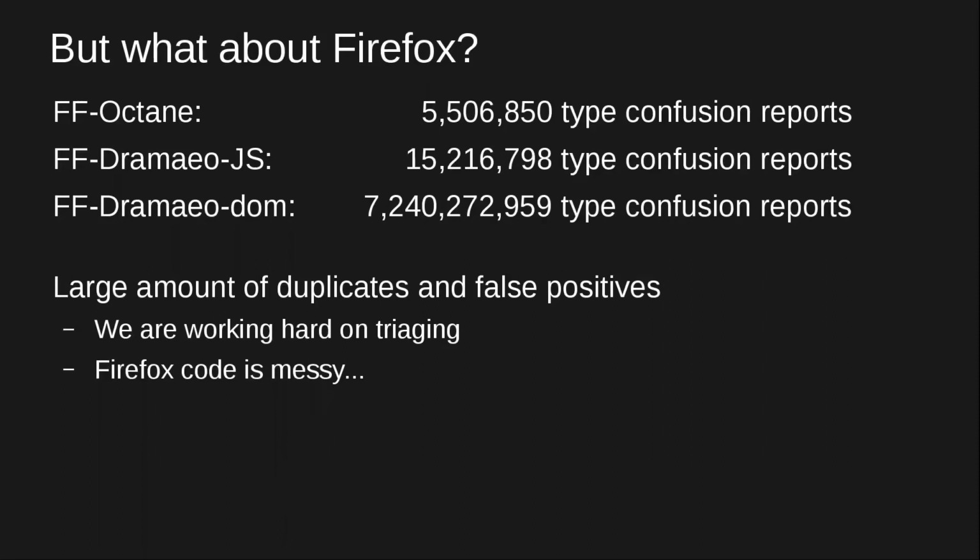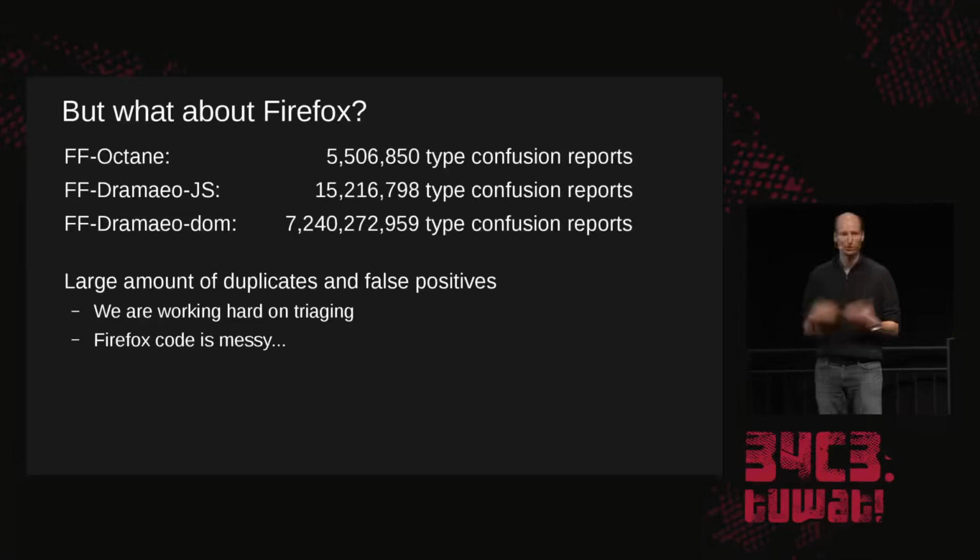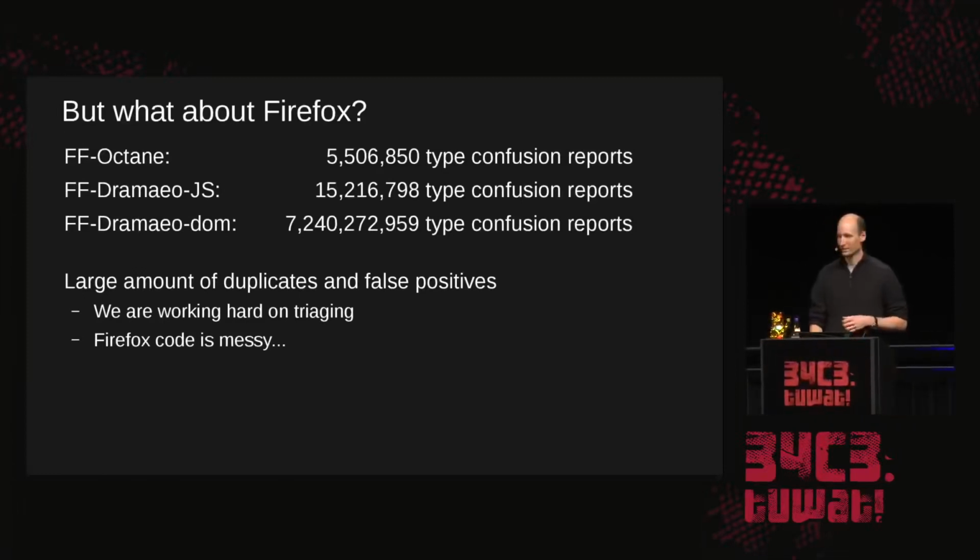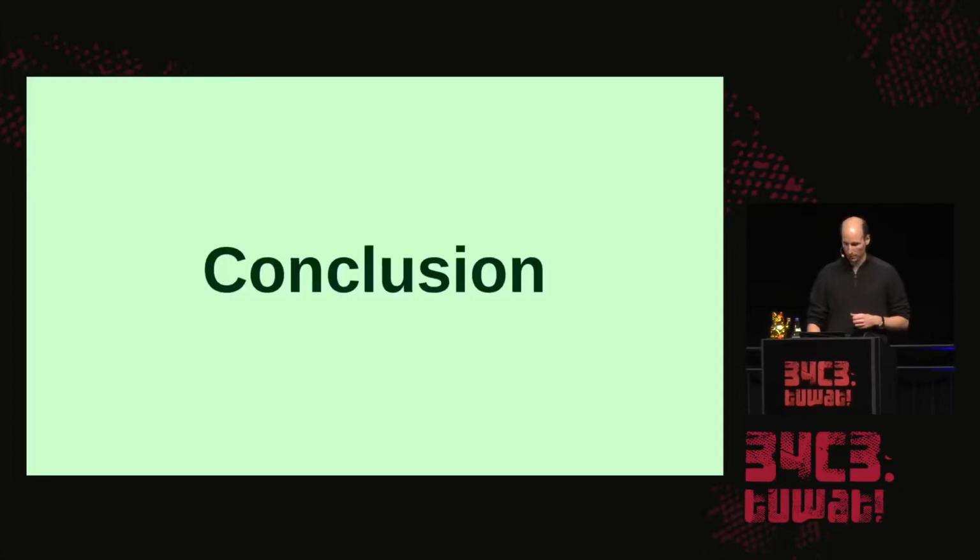So there's not 7 billion type confusion bugs in Firefox, or at least we hope so. We guess that the number will be much lower. But it's a first step, and we are working on reducing them. So Firefox is ongoing work, and we'll see how we can get there and make it more useful. If you end up after 5 or 6 days of fuzzing with 7 billion reports, that's clearly too many. So we have to figure out how to reduce them to see which ones can be interesting.